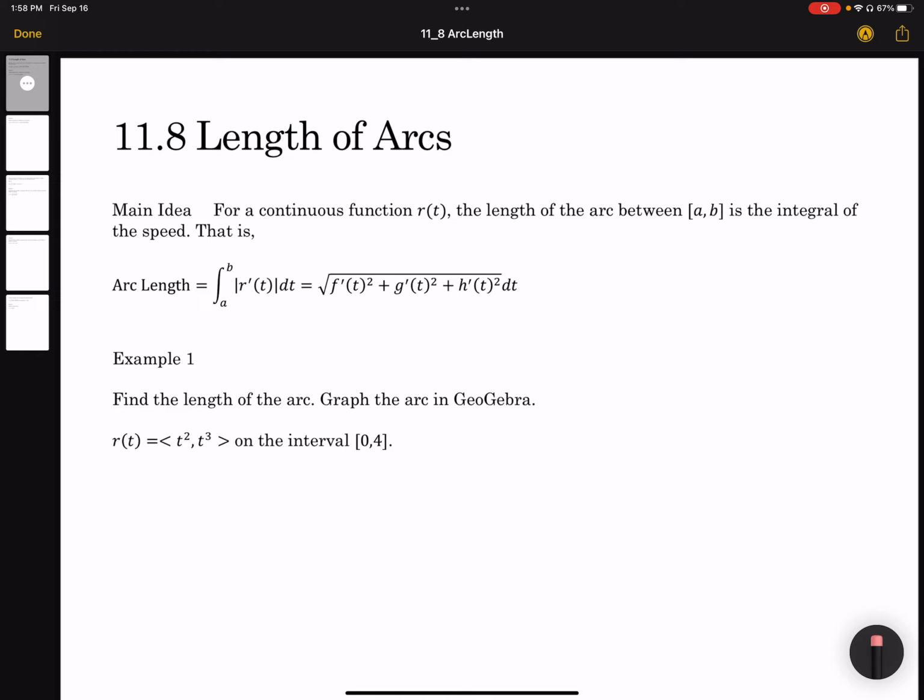And this is assuming that we have a vector function that has the following components: r of t is equal to, then we just have an f of t component, a g of t component, and an h of t component. If there's a vector that has two components, we just don't need the h of t, but the formula is otherwise the same. So for our first example, we have to find the length of this arc, and we're going to graph the arc in GeoGebra.